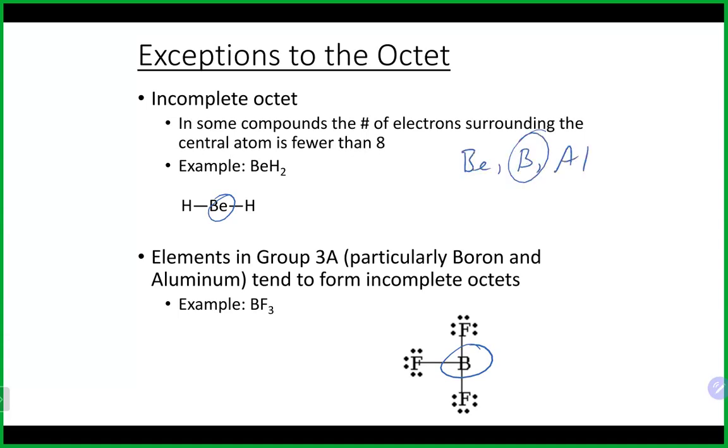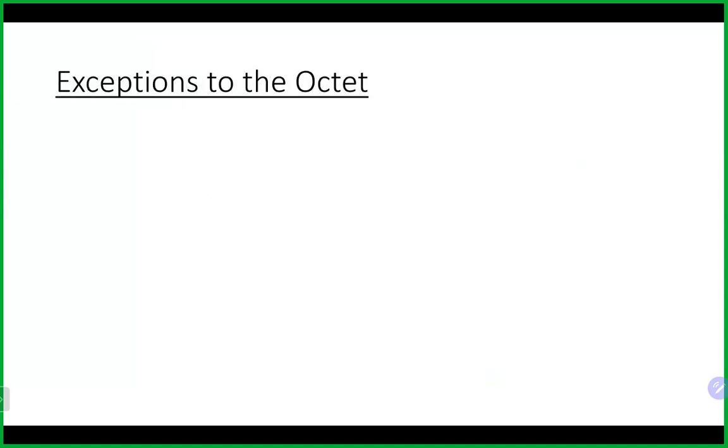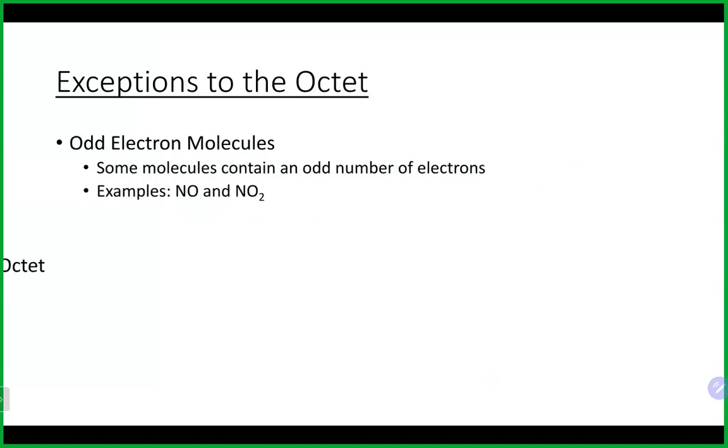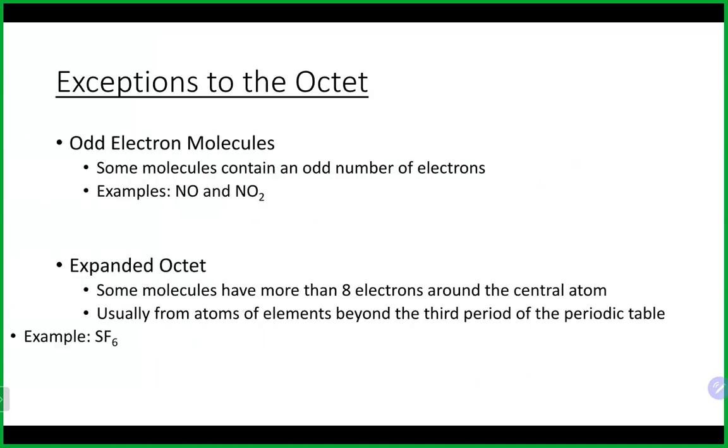Out of those 3, probably boron is the most common one that you come across that's perfectly fine with that. Boron and aluminum will pretty much go to 6. Beryllium will go to 4 basically. But again, they'll be happy that way. The other exception to the octet rule that you again will not do in this class in terms of drawing, but just need to know, is an odd electron molecule.